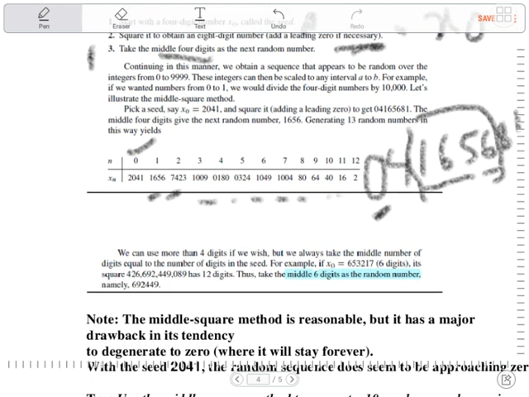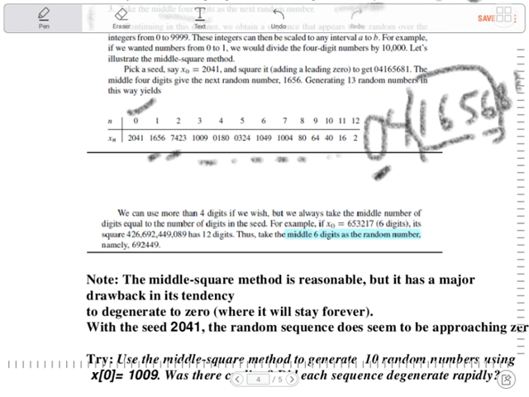The main drawback of this method is that the middle square method is reasonable, but it has a major drawback. It is degenerative in nature. What do we mean by that? Just look at the table. What are we getting? 2041, a 4-digit number, then 4-digit, 4-digit, 4-digit. Here I have forcibly made it 4-digit, actually it is a 3-digit number. Again a 4-digit number, then 4-digit, but see the change after this step. A 2-digit number, then 2-digit, and this is gradually decreasing: 80, 64, 40, 16, 2, and then obviously if you continue, ultimately it will come to 0.